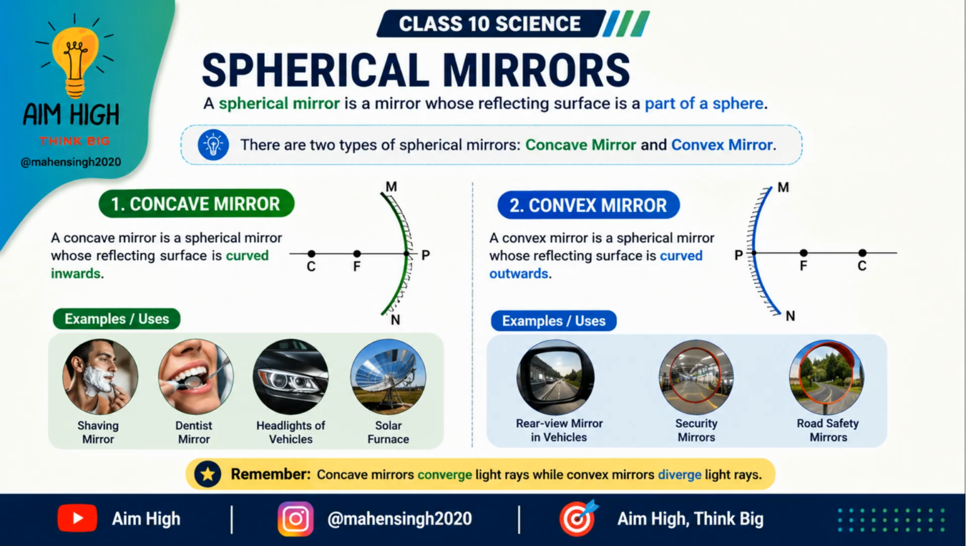Concave mirrors are converging mirrors and can form real as well as virtual images. Convex mirrors are diverging mirrors and always form virtual, erect, and diminished images. We use concave mirrors in shaving mirrors and headlights, whereas convex mirrors are commonly used as rear view mirrors in vehicles due to their wide field of view.